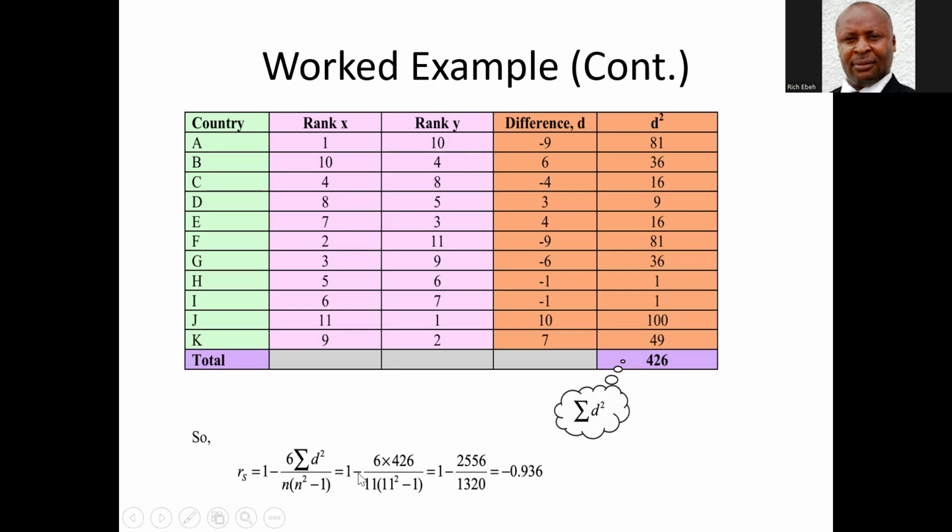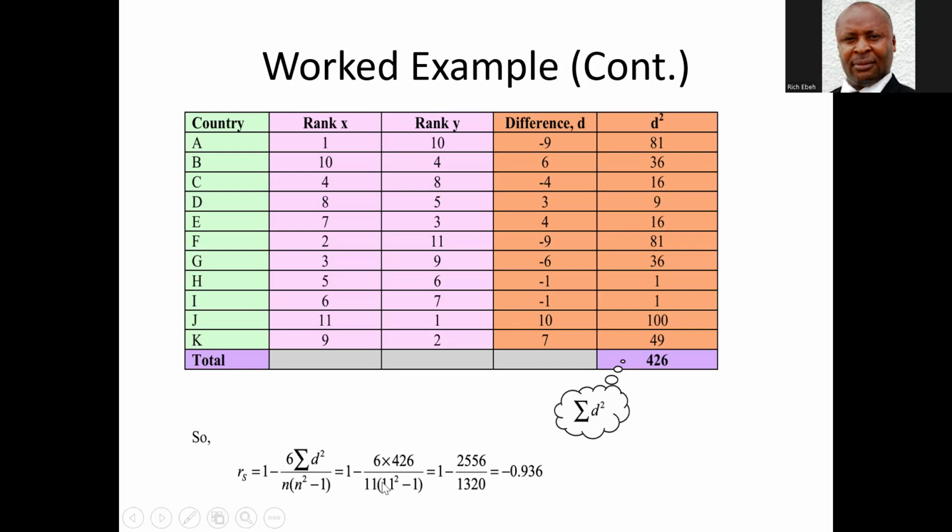So it will now be 1 minus 6. Since there is no sign between the 6 and the summation, it will now be a multiplication sign that will be there. That is how it is. Then times our summation D square, now 426. Then divided by N, 11 bracket 11 square, which is N square minus 1. So now if you calculate 6 times 426, you will have 2556. There will now be 1 minus 2556.